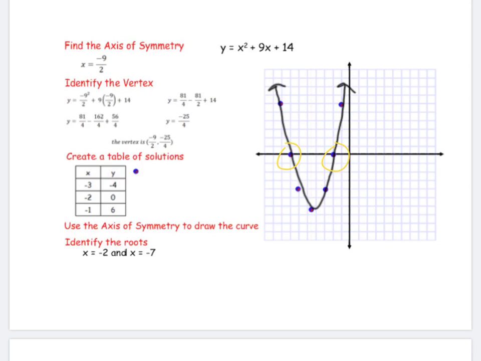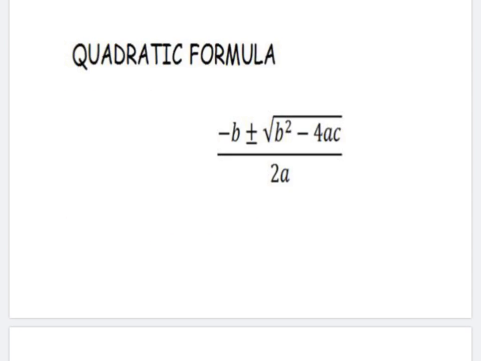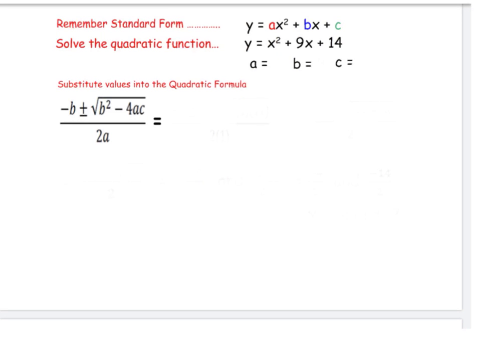So I want to show you that the quadratic formula will end up giving you the exact same results. So let's take a look at what the quadratic formula tells you. The quadratic formula is -b plus or minus the square root of b squared minus 4ac, over 2a. So let's take a look at that same exact equation.